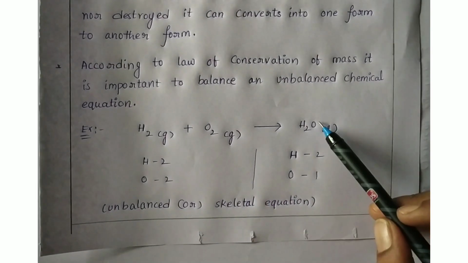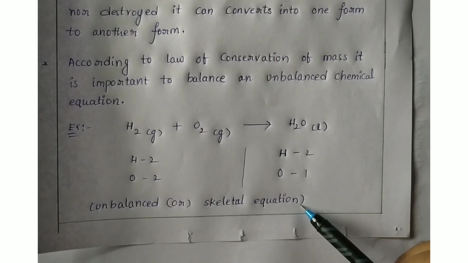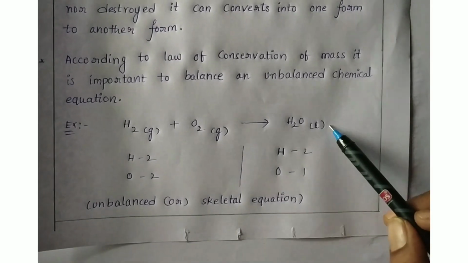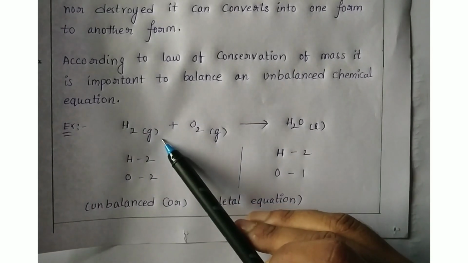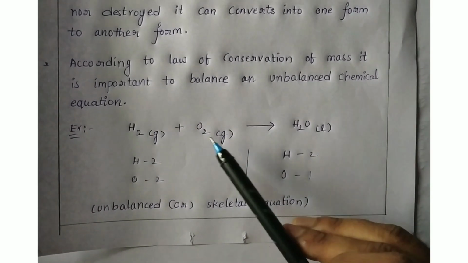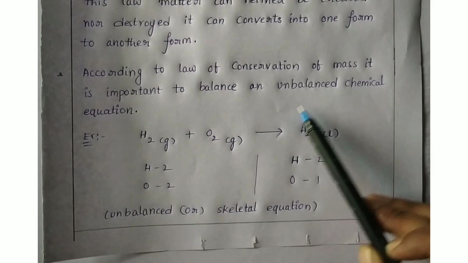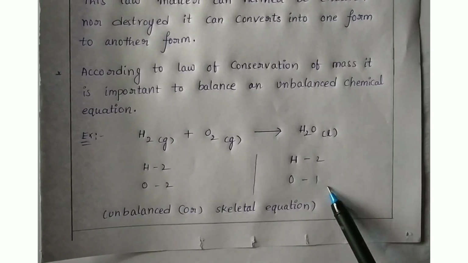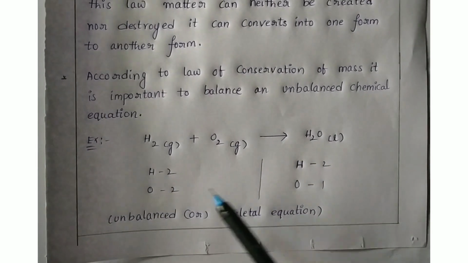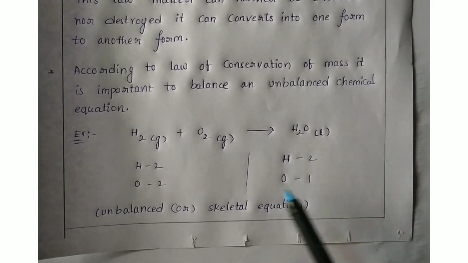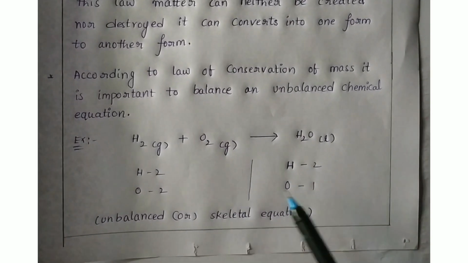So, this is an unbalanced chemical equation. The unbalanced chemical equation we can also call a skeletal equation. If we observe the example equation, here hydrogen is in the gaseous form, so two hydrogens are there. Oxygen is in the gaseous form, so the number of oxygens is 2. Here on the product side, hydrogens are 2, oxygen is 1. So hydrogens 2 and 2, oxygens 2 and 1. So we need to balance oxygen. Already hydrogens are balanced.